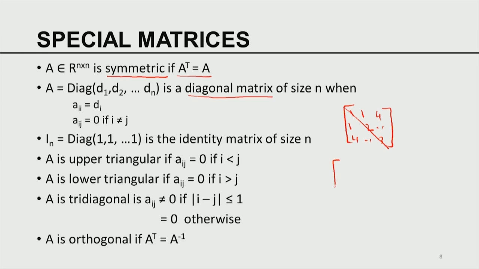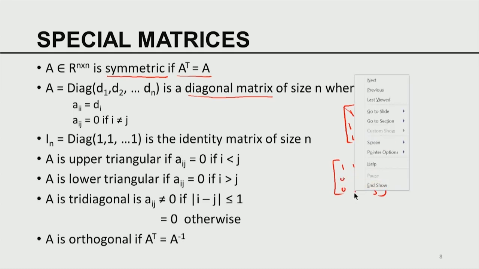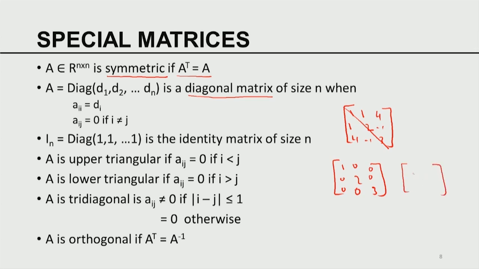So what is an example of a diagonal matrix? An example of a diagonal matrix is 1, 2, 3 along the diagonal again, and 0, 0, 0, 0, 0, 0 elsewhere. That is an example of a diagonal matrix. The unit matrix is a special kind of diagonal matrix where all the elements along the diagonal are 1, 1, 1. So in this case, this is a diagonal matrix of size 3. This is also a diagonal matrix of size 3. This is a non-unit matrix. This is a unit matrix.